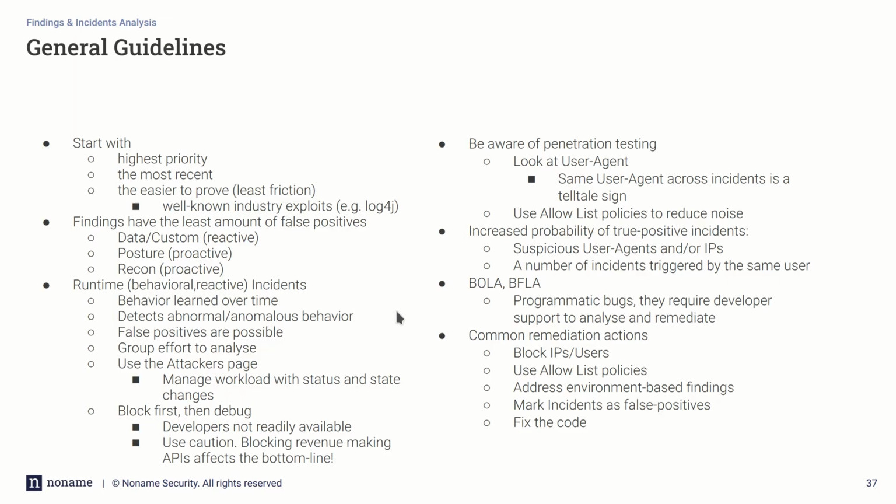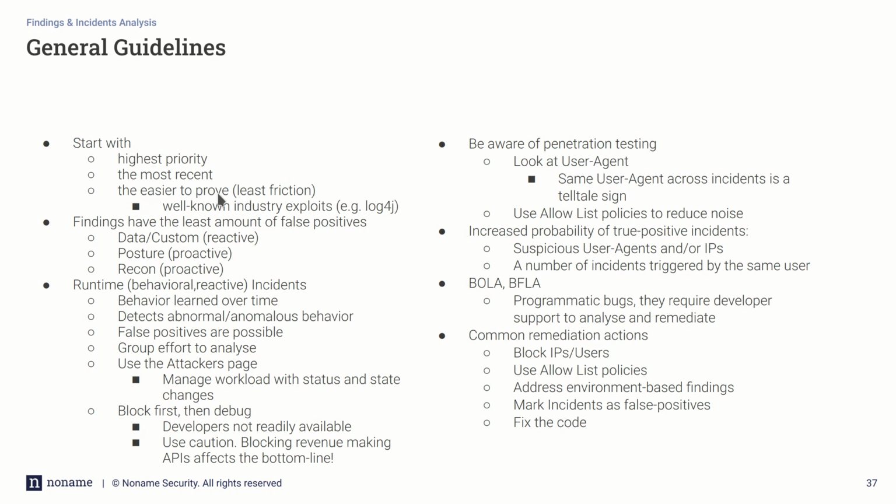These are general guidelines. These are best practices compiled by myself after having a discussion with our API security researchers. Generally speaking, you want to start with the highest priority, the most recent security vulnerability, finding, incident, and so on.